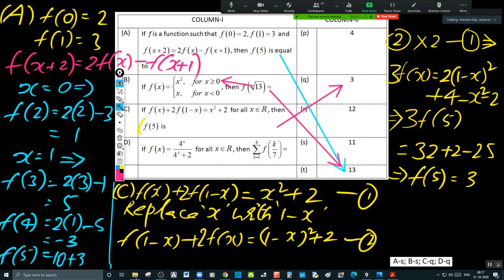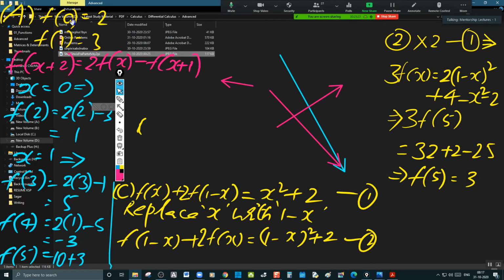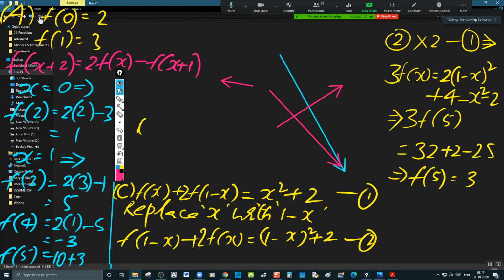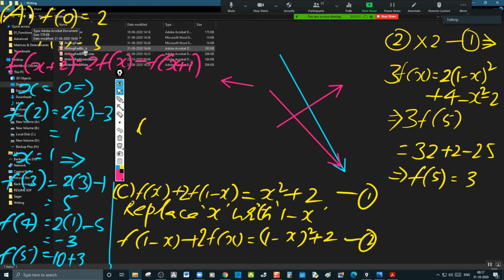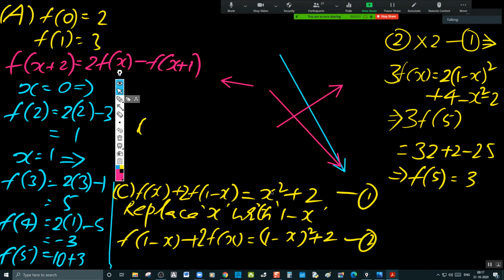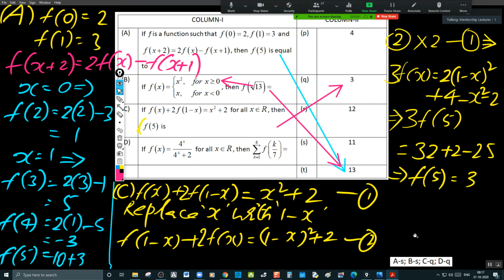Let's check it out. This is a functional equation. We have solved it. But you must have a proper idea to form another equation and solve the equation. That is important in this case. Okay. So this is what I'd like to explain to you in solving functional equations.